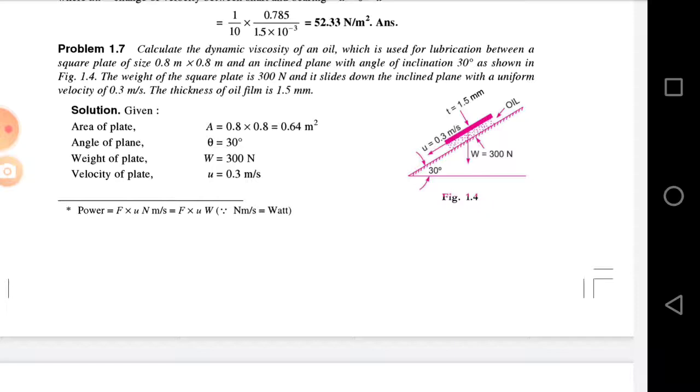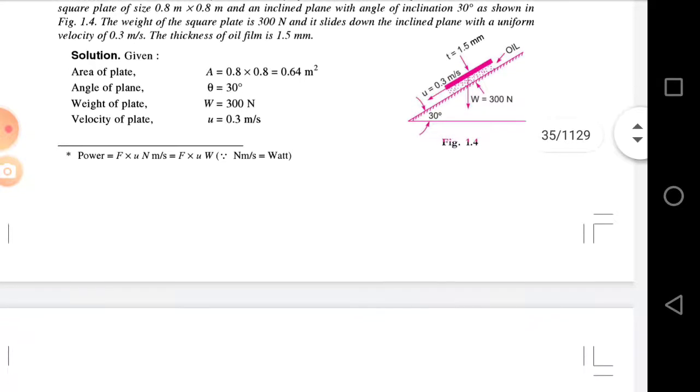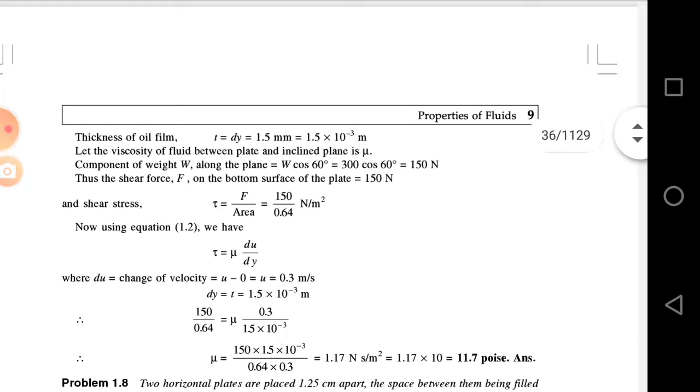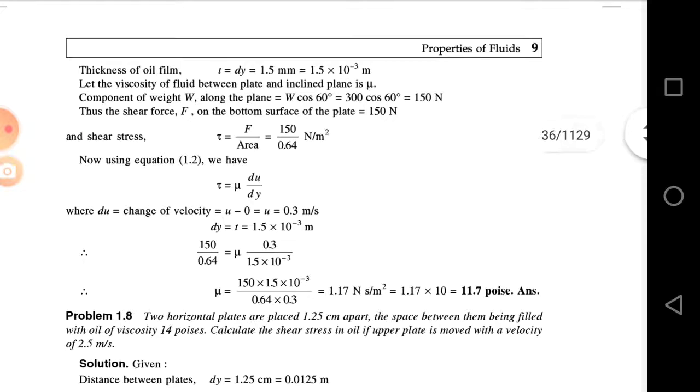Calculate the dynamic viscosity of an oil which is used for lubrication between a square plate of size 0.8 meter by 0.8 meter and an inclined plane with an angle of inclination 30 degrees as shown in figure. The weight of the square plate is 300 Newton and it slides down the inclined plane with a uniform velocity of 0.3 meter per second. The thickness of oil film is 1.5 mm. So area is 0.64 meter square. Thickness of oil film 1.5 into 10 power minus 3 meter.